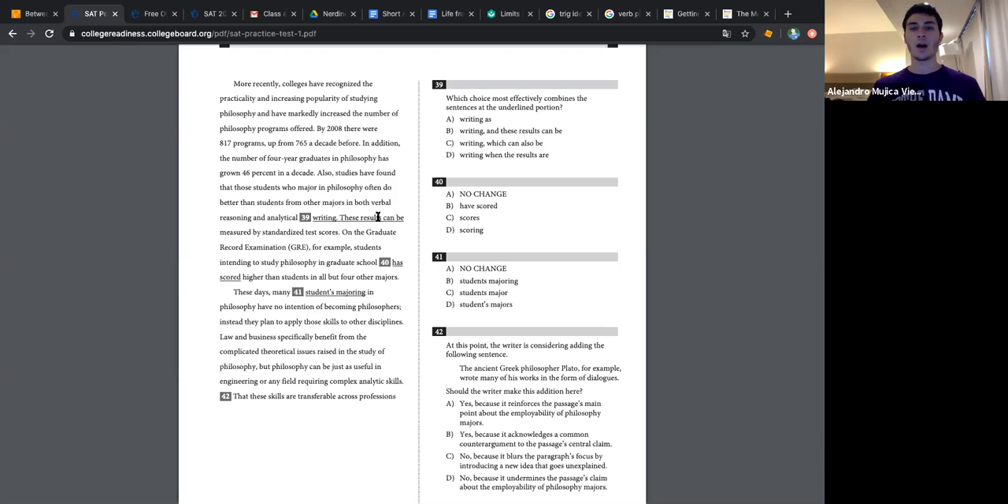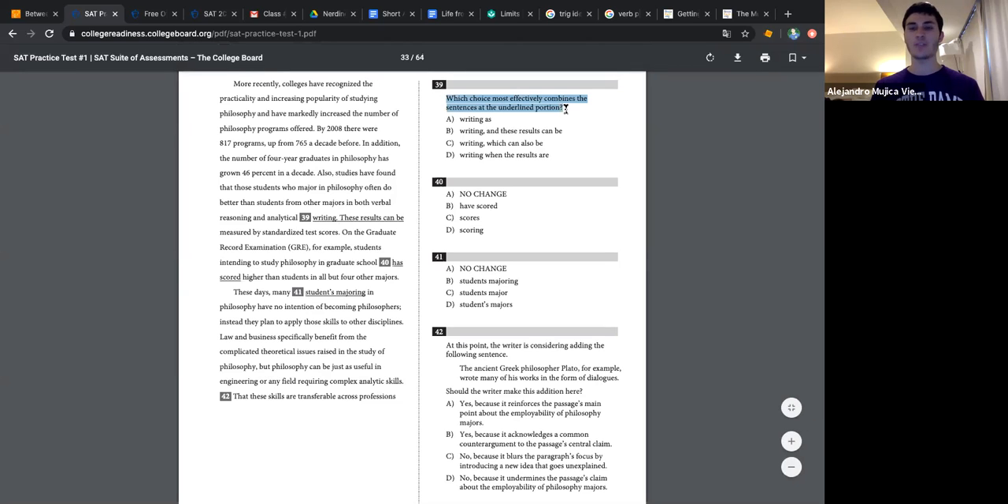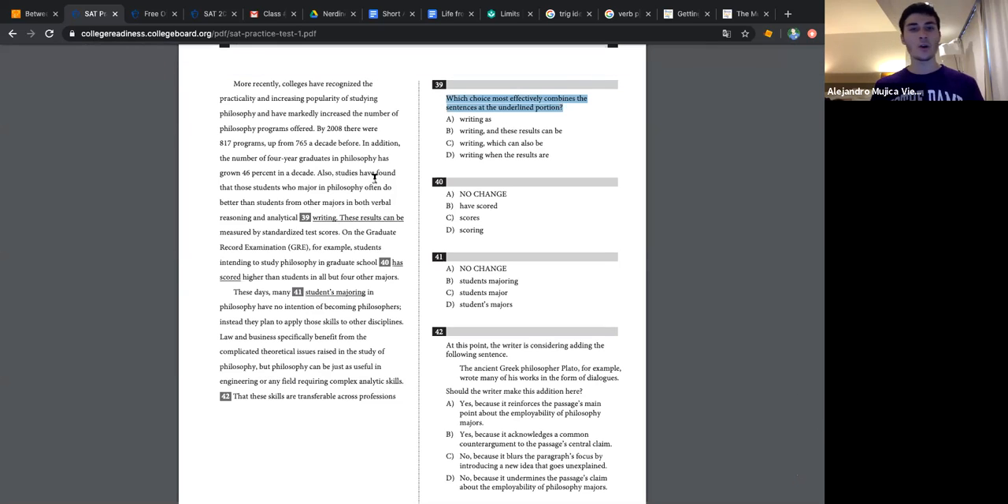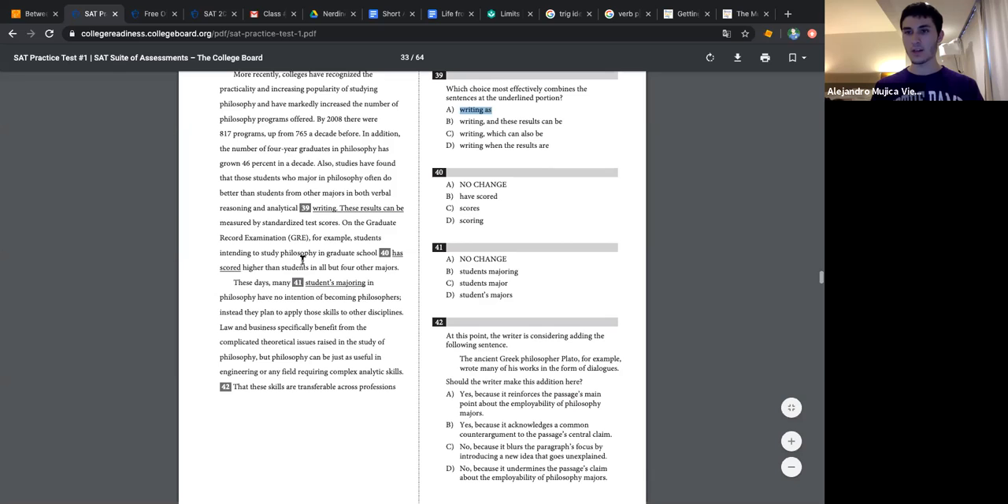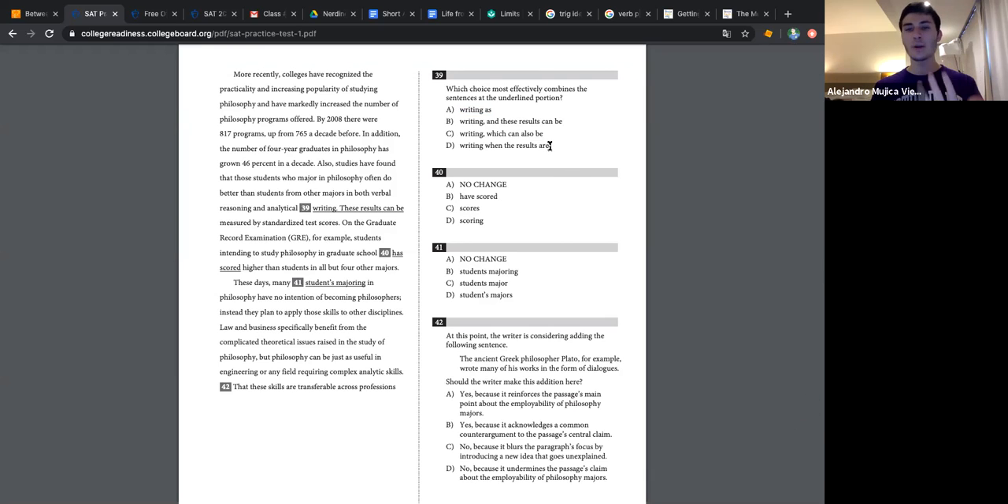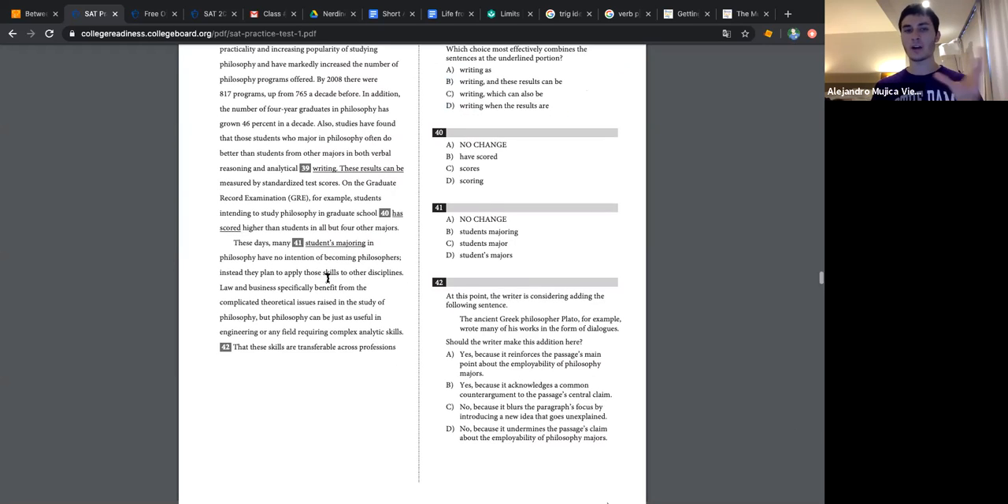Okay, so we have options here. How do we effectively combine these sentences? This is combining ideas. Better than students on both verbal reasoning and analytical writing, as measured by standardized test scores. All of these use pronouns, and this one doesn't. A retains the meaning that we're going for. So if it retains the meaning and is so much more concise, why would we even bother with these? There's a longer explanation, but I'm not going to go through it because I want to finish the exam.